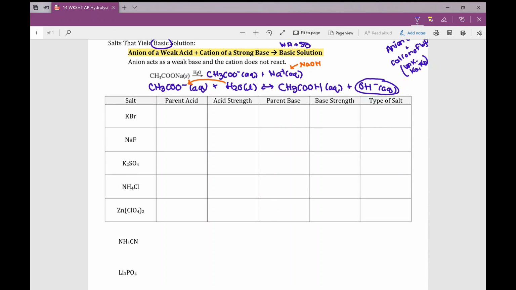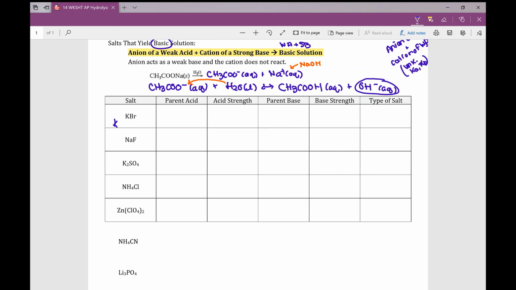All right, let me just go through the initial examples of what I want you to be able to do, and then we'll look at a couple other ones that go a little bit farther. So here we have our salt, potassium bromide. We want to know what type of solution it is going to form, either when we dissolve the salt into solution or if that was the salt produced from a reaction.